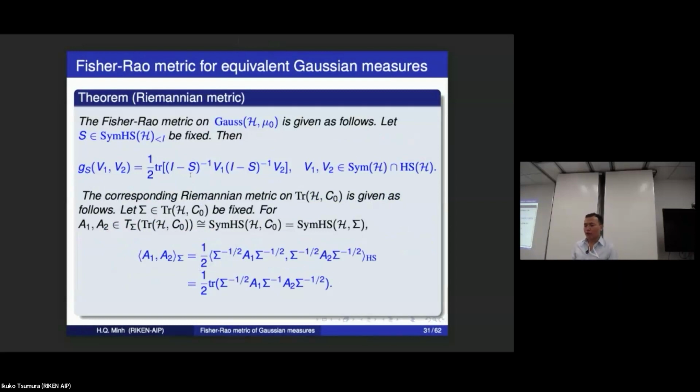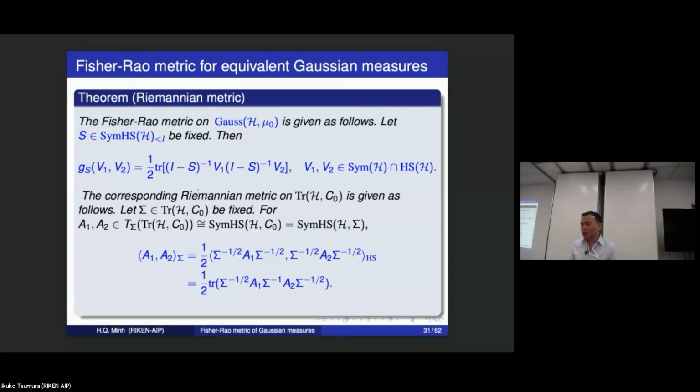And on the set of covariance operators, we have the corresponding Riemannian metric. It has the same expression as in the finite dimensional setting, but everything here is well defined. In this case everything is bounded, whereas in general it's not. In the finite dimensional setting, we can also write the trace of sigma inverse A1 sigma inverse A2. But that expression is generally unbounded, whereas this expression is always well defined in this setting.